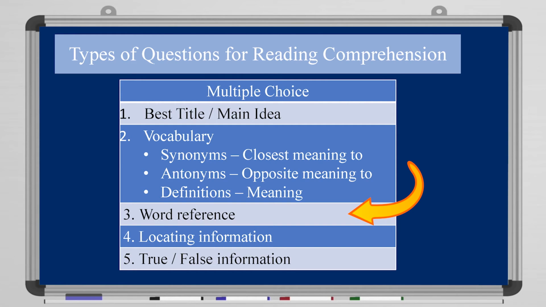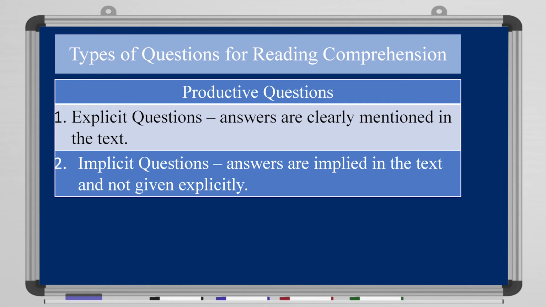Okay? With regards to word reference, it is what does this word refer to? So I want you to read back a few sentences to know what does this word refer to. Okay? Locating information, you need to locate the exact information. It's going to be there. All you need to do is just to locate it. Okay? There's also true or false information. So they're going to give you all of these statements are true except, so they want the false. Or they're going to say all of these statements are false except, so they want the true.